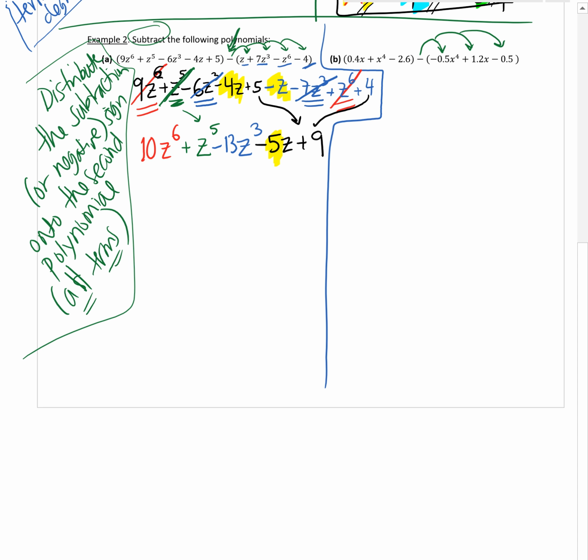And I think I've taken care of everything. Negative 4z and z, I combined those, 5 and 4. Alright, that means everything's taken care of. There it is in all its glory. It's a good looking polynomial right there.